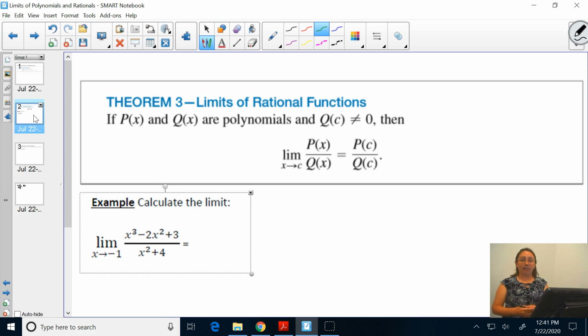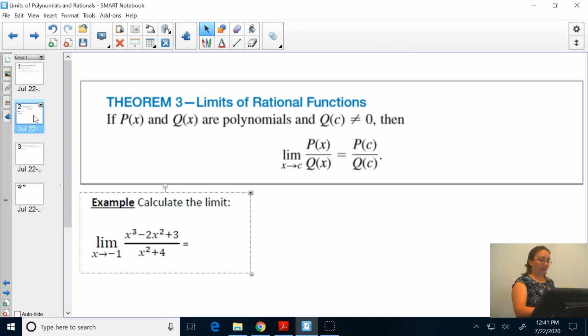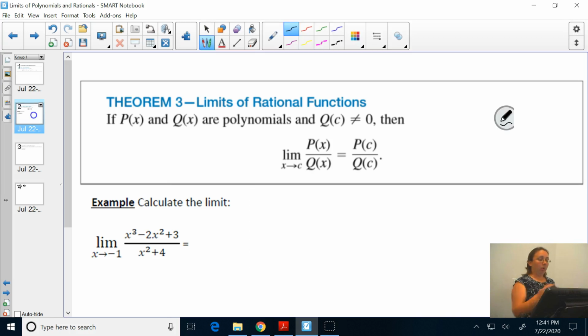So let me look at an example here. Let's see if our theorem applies in this case. According to the theorem, we have a polynomial on top, a polynomial on the bottom. Remember, a polynomial is just terms adding and subtracting, which involve x to a positive whole number power, and maybe some coefficients in front of those terms. According to the theorem, we simply attempt to plug in our c value, which is what x is approaching, so in this case c equals -1.